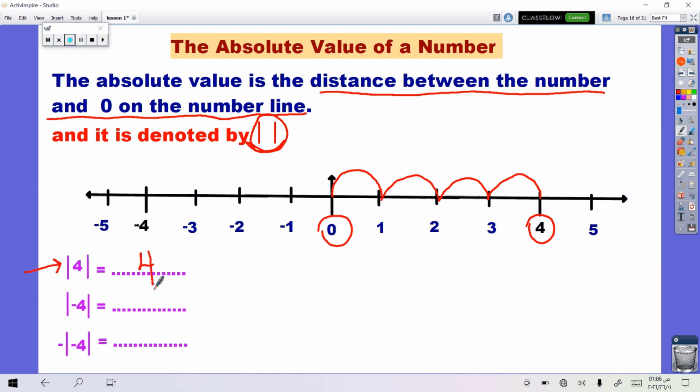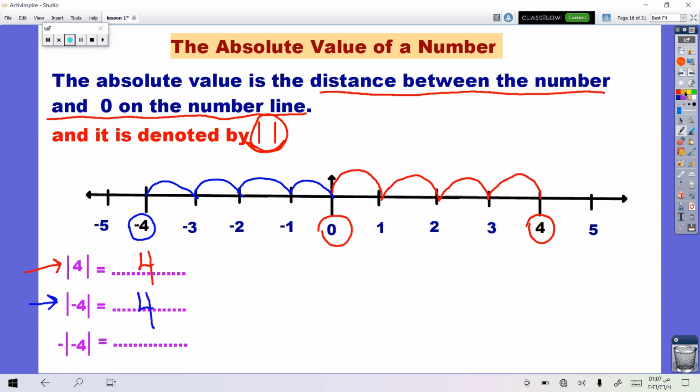Okay, what about absolute negative 4? Now, the distance between negative 4 and 0 on the number line is 4 units, or the number of jumps from negative 4 to 0: 1, 2, 3, 4. So it will be equal to 4. So absolute negative 4 will be equal to 4.